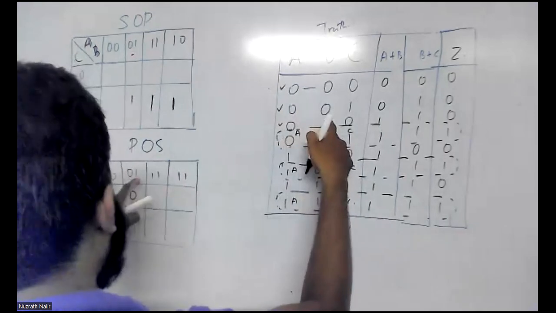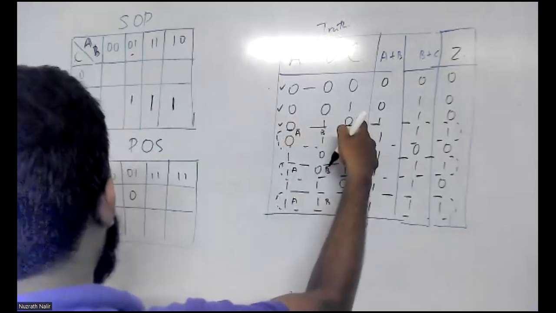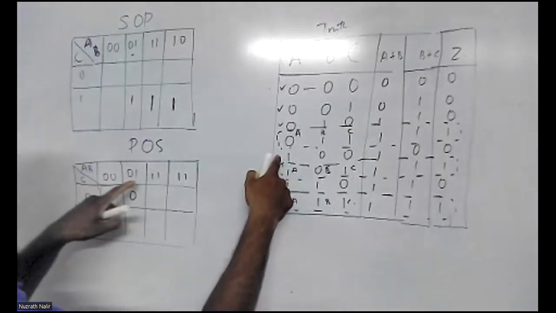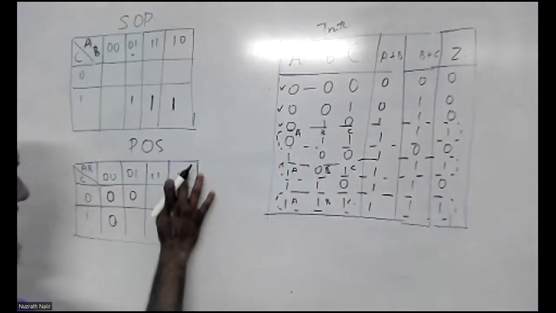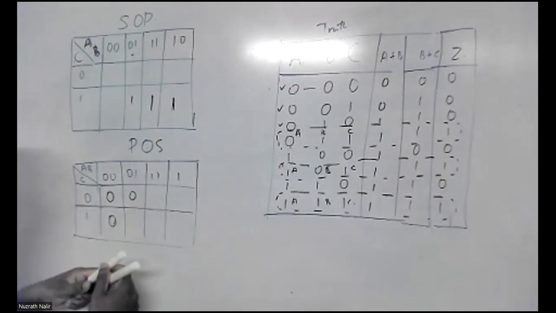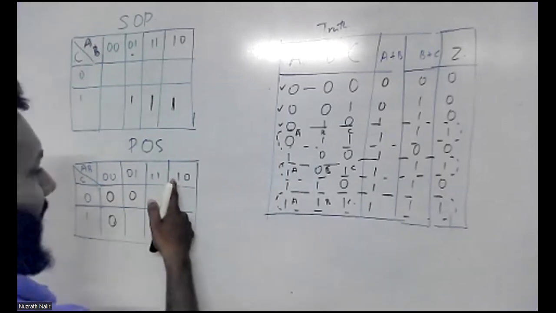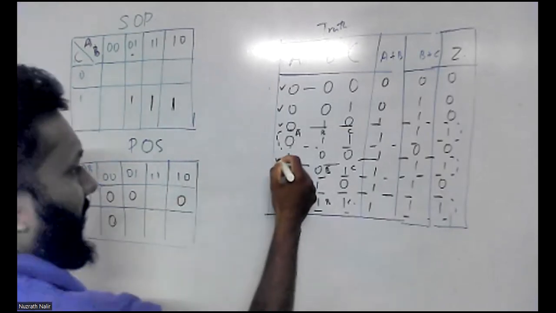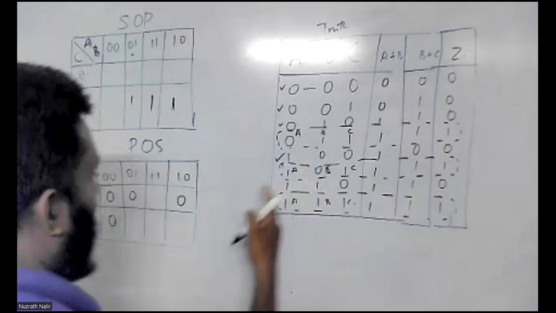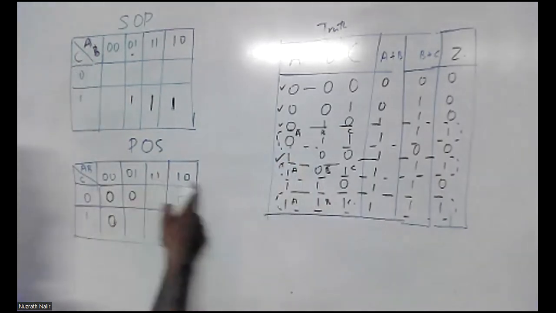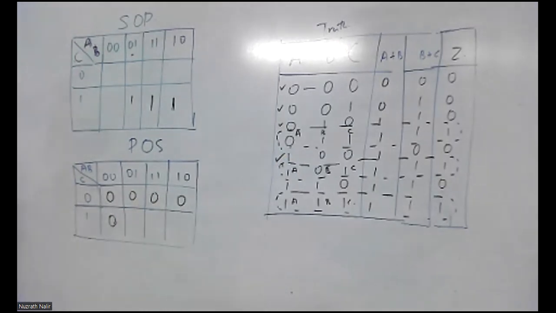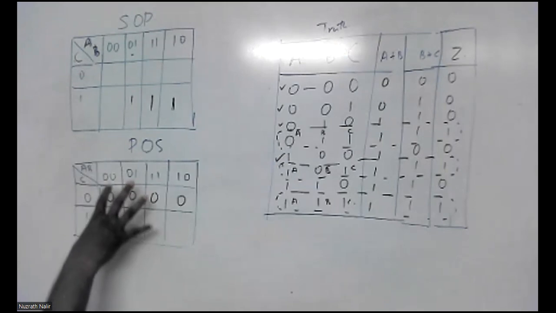A0, B1, and C0. And next one, A is equal to 1. Sorry, this is 1, 0. A is equal to 1, B is equal to 0, C is equal to 0. This is also fine. So the next one, A is equal to 1, B is equal to 1, C is equal to 0. So this is your combination of POS.